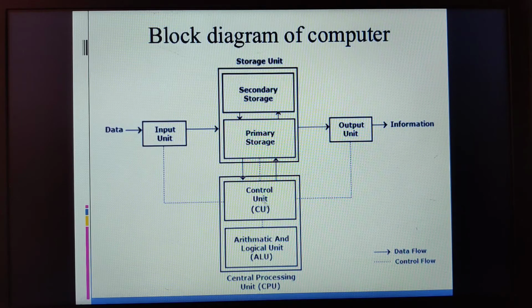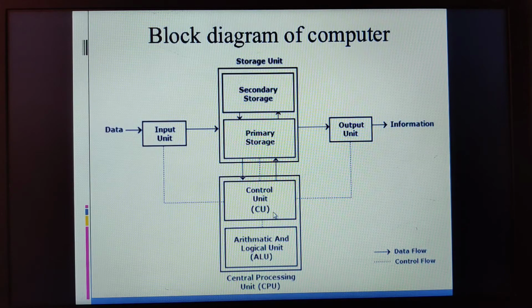Then after processing, this CPU will inform the primary storage that it is sending the final result in order to store the data. Then this CPU will also inform the output unit that there is certain information that has to be displayed through the output unit. This dotted line indicates the control flow, whereas this thicker line indicates the data flow. That is what I said.